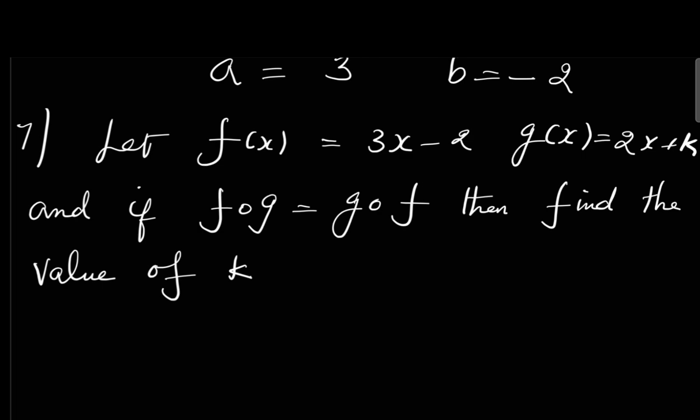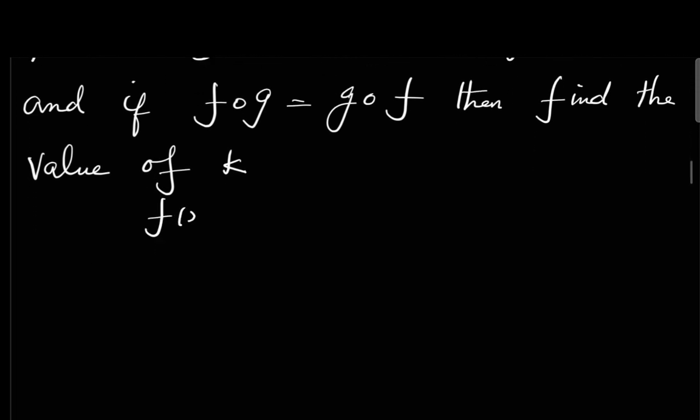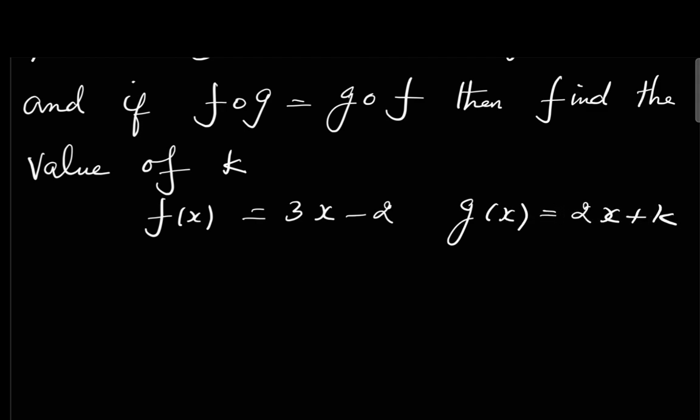That is your question. See, let f of x is 3x minus 2, g of x is 2x plus k, and if f dot g is equal to g dot f, then find the value of k. So given f of x is 3x minus 2 and g of x is 2x plus k. First find f dot g. F dot g is f of g of x, that is f of 2x plus k.